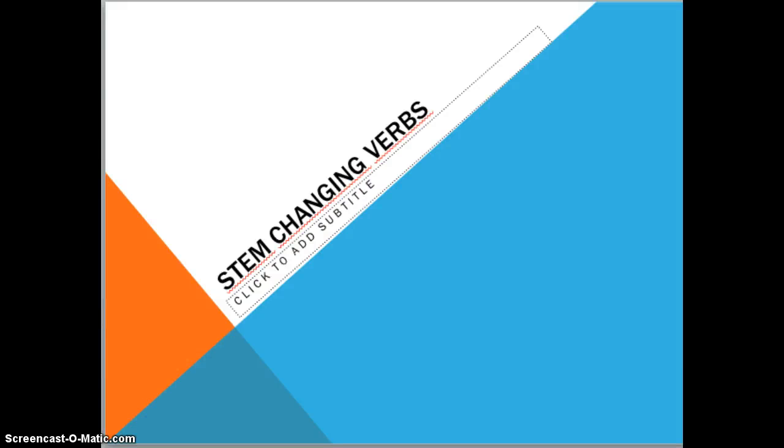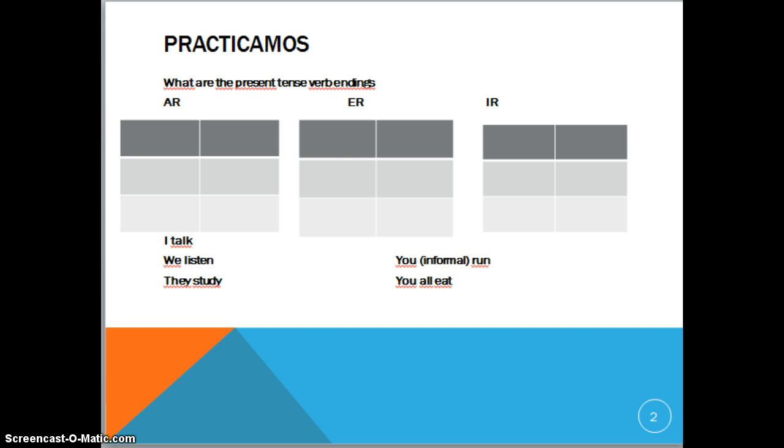Hola clase, this is going to be your review video for stem changing verbs. Hopefully we all remember them from earlier this year, but if not, this will remind us. So we've got three types of endings for present tense verbs. We've got AR endings, ER endings, and IR endings.